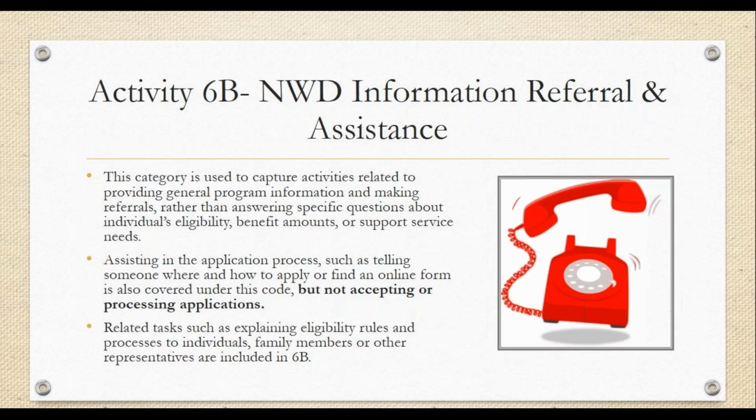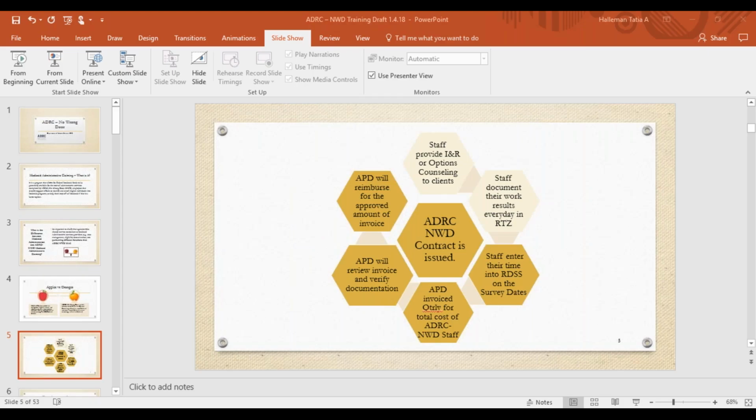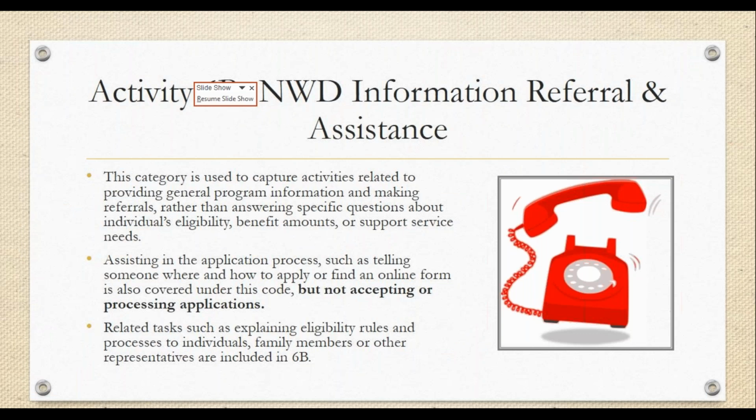So to break out activity 6B, this category is really used to capture activities related to providing general program information and making referrals rather than answering specific questions about eligibility, benefit amounts, or support needs. You know, at times this can be confusing because you can assist with the application process, but you cannot process the application. But you can also help with explaining eligibility rules and processes to individuals, family members, and other representatives, and that would be included in 6B.